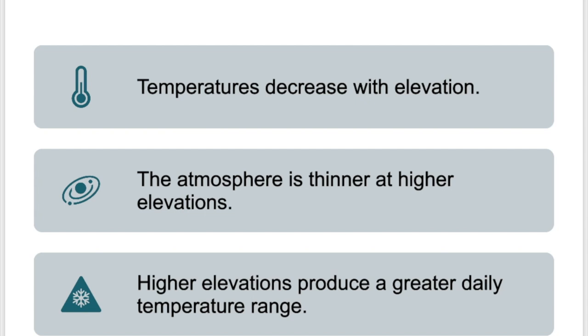But here we're focused on the troposphere, so temperature decreases as we go higher in altitude, and the atmosphere is thinner at higher elevations, meaning that as you go higher in altitude, pressure decreases, and higher elevations produce a greater daily temperature range, meaning that at nighttime the temperature drops to being really cold compared to the daytime, where the temperatures warm up significantly in that area.